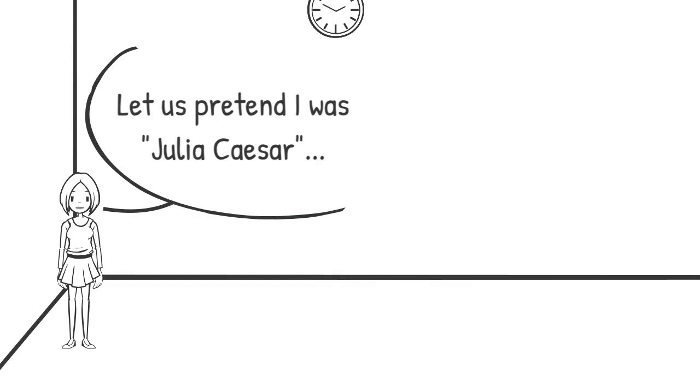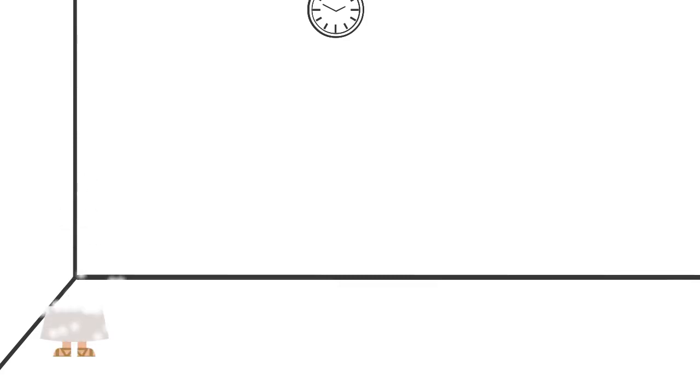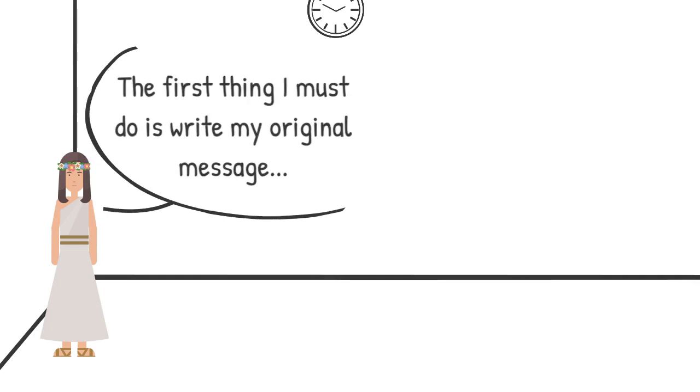Well, let us start by pretending. Imagine I was Julius Caesar. How would I protect my messages? There you go. Julia Caesar. I start by writing down the message I want to send back to Rome. The original message is called a plaintext.